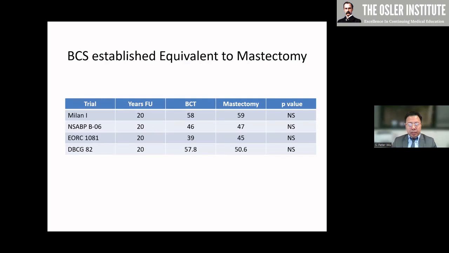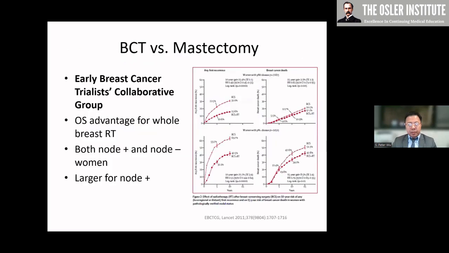At that point, this established BCS as equivalent to mastectomy, and several other trials, including B06, found similar outcomes: lumpectomy plus radiation is equivalent to mastectomy when it comes to disease-free survival. There's no significant difference between any of these trials, and you can use this to guide your discussions with patients, the approximate equivalence of these two procedures.